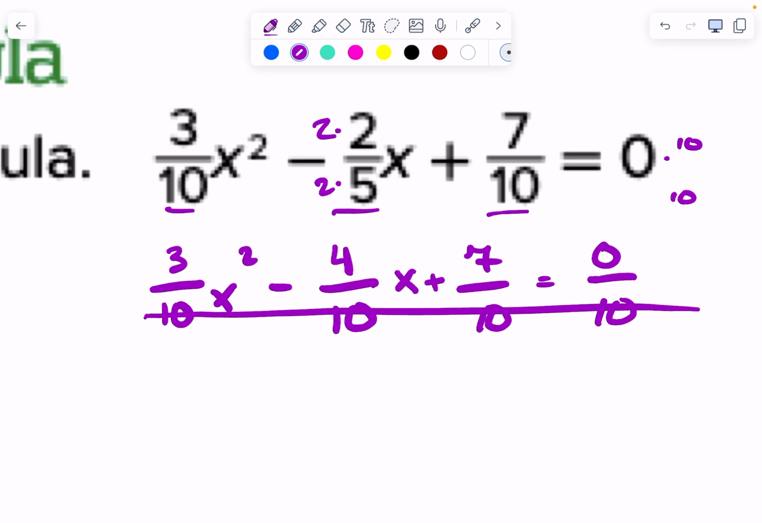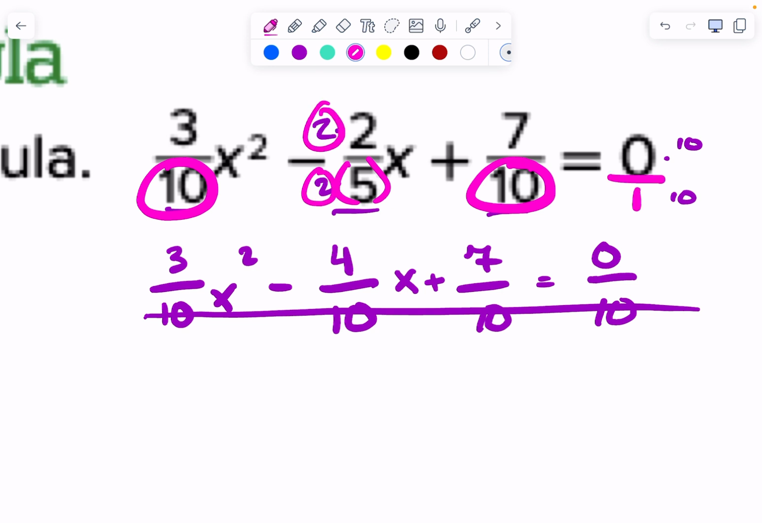We did have to find what each one needs, right? This one already had 10, this one already had 10. So the 5 needs to be multiplied by 2, so we multiplied the 2 by 2. Does that make sense? We already kind of did that in our head. 0 over 1 needs to be multiplied by 10, so we multiplied 0 by 10, which is still 0.